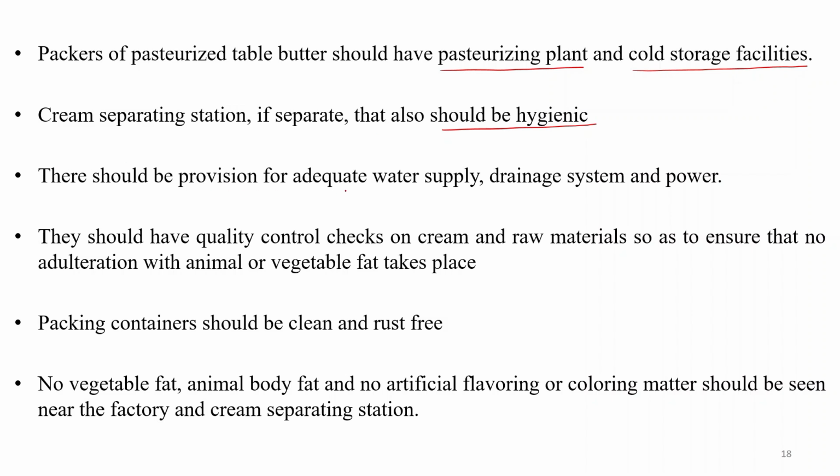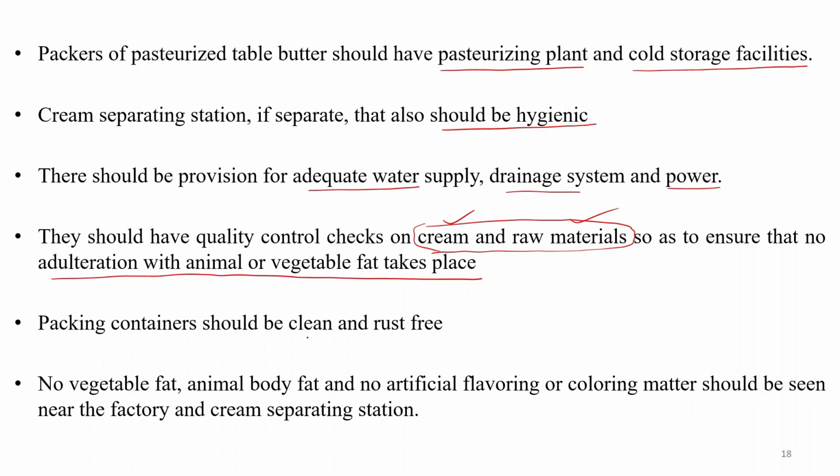Now there should be provision of adequate water supply, drainage system and power so as to carry out the basic unit operations. They should have quality control checks on cream and raw materials so as to ensure that no adulteration with animal or vegetable fat takes place, so that the ghee is not adulterated with any vegetable or animal body fat.